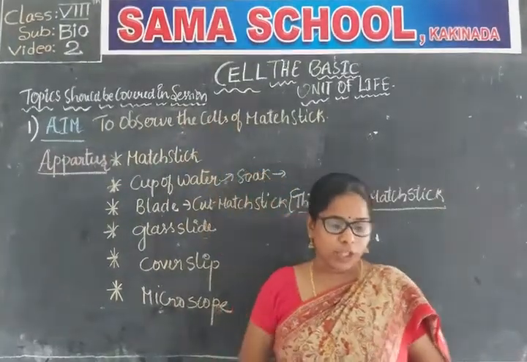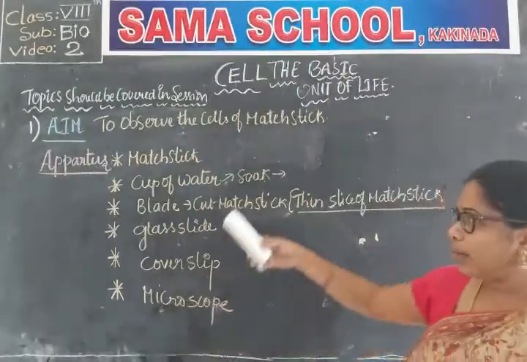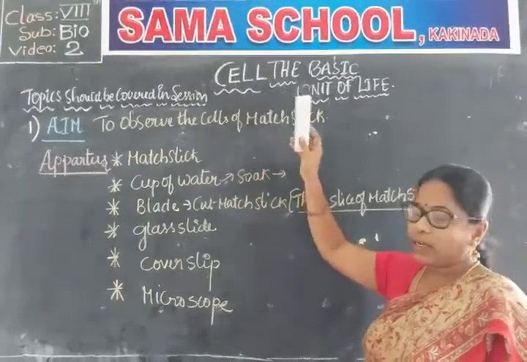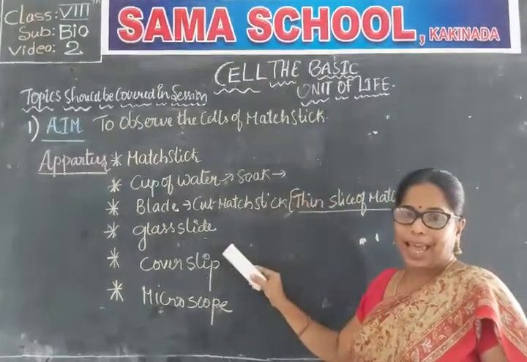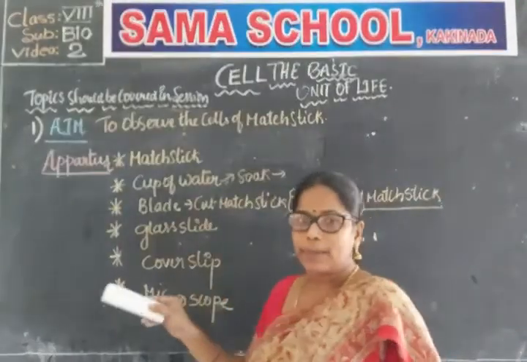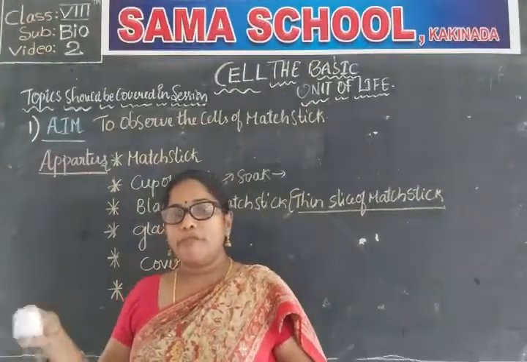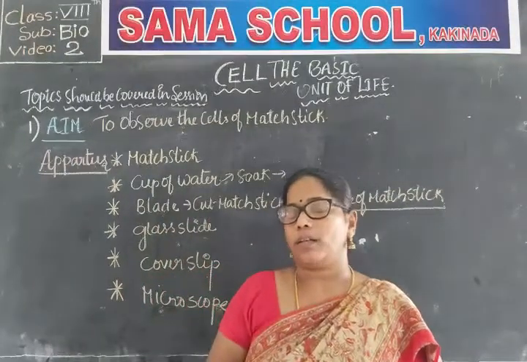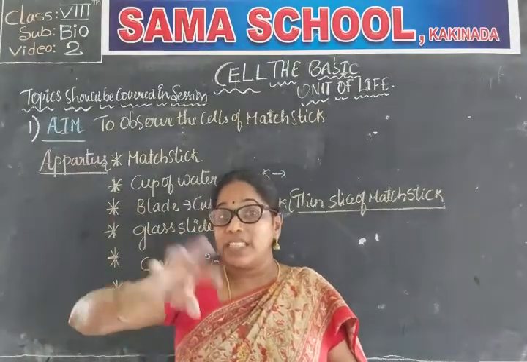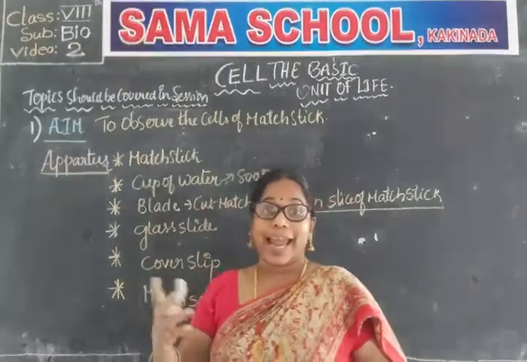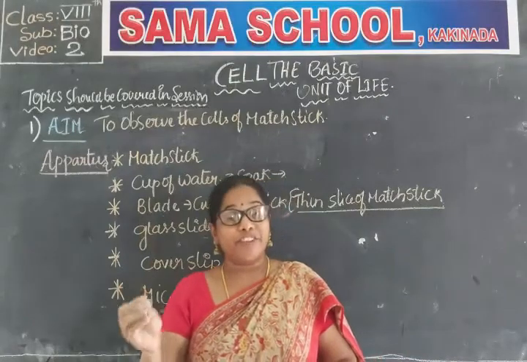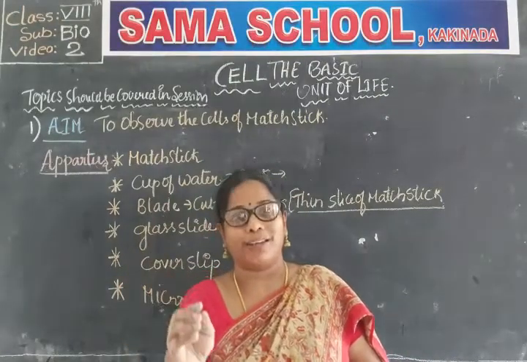Then next, the procedure. I hope that every child who is watching this video understood what the aim is and what the apparatus is. Why do we have to write the aim and apparatus? According to our examination pattern, they ask differently. They may not ask you directly to write about the experiment. They may ask for the apparatus, or they will jumble the procedure and ask you to put it in order. So every point from the textbook is important.